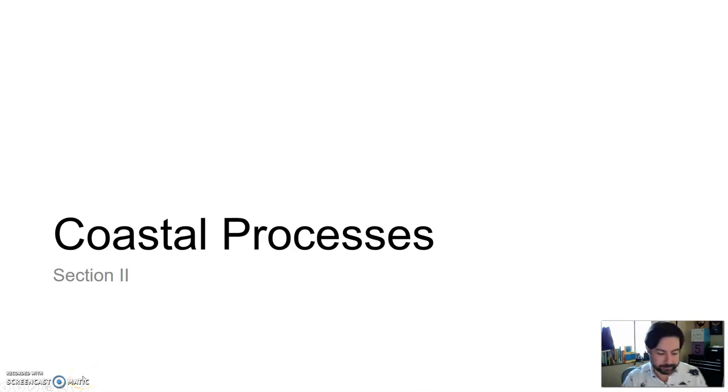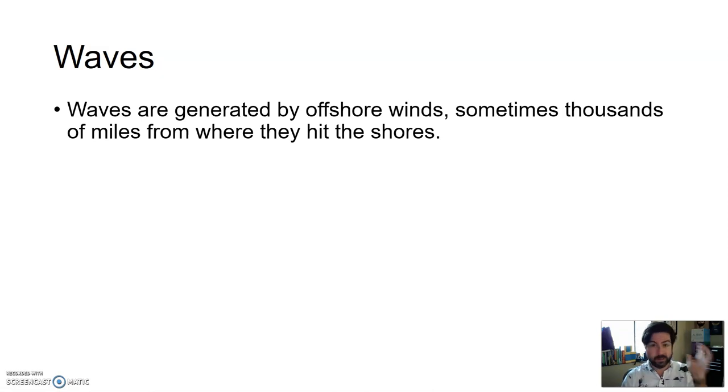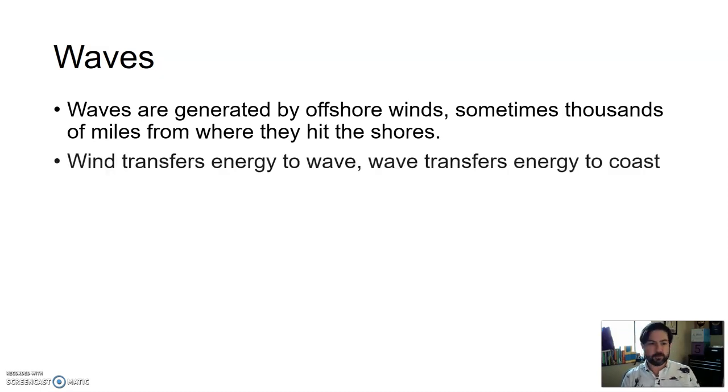Welcome back. Besides plate tectonics, what else goes into shaping the coast? What's happening at this interaction between land and water? Well, waves. Waves are another big one. Waves are generated by offshore winds. Sometimes this wind can come from thousands of miles away and essentially create waves that travel that far before they hit any shores.